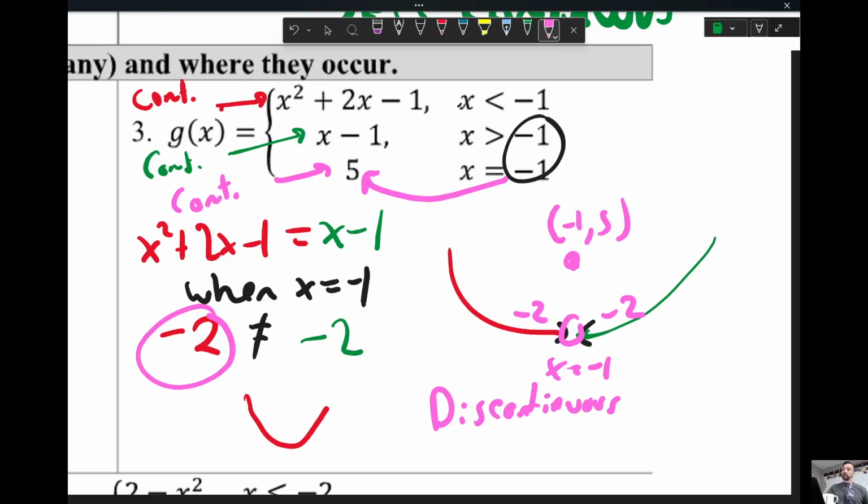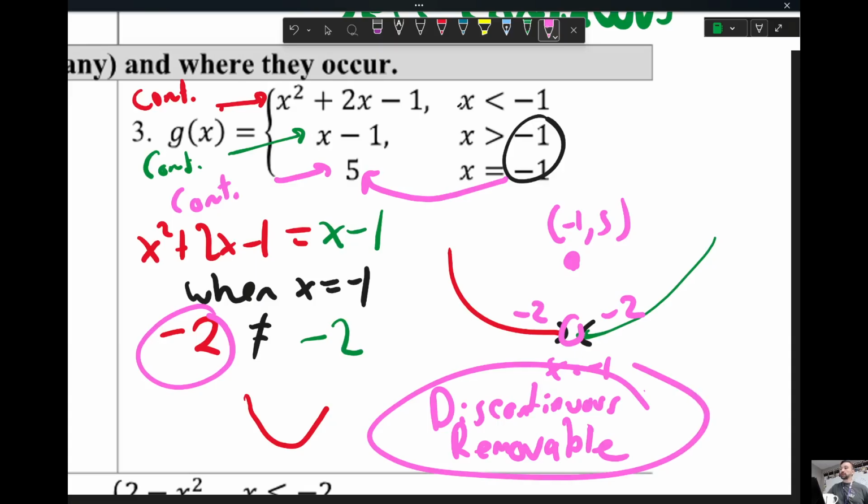What type is it if it's something like this? Very good. If you've got a hole, whether the hole exists somewhere else or doesn't exist, we call it removable discontinuity. I should switch those two, I guess. Removable discontinuity. So again, obviously I know how to deal with the piecewise functions.